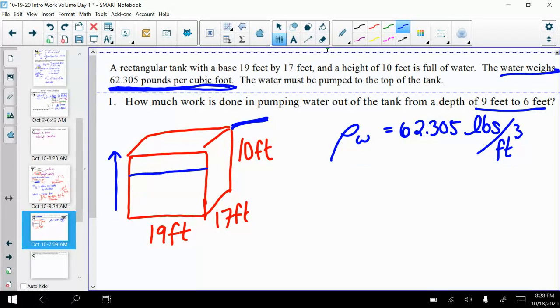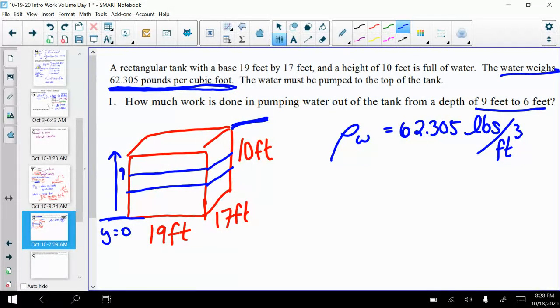So here's our 9 feet. And here's our 6 feet. Imagining. Okay. So here's what we usually do. We think of it like here's our axis, and the bottom of our tank is generally where y equals 0. Okay. So how high up I am is y, with specific points being I'm going to move from 6 to 9, or out of the tank from depth of 9 to 6.